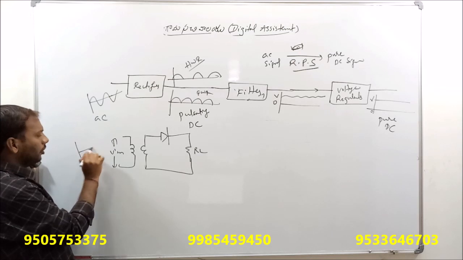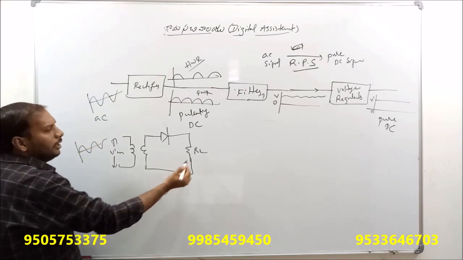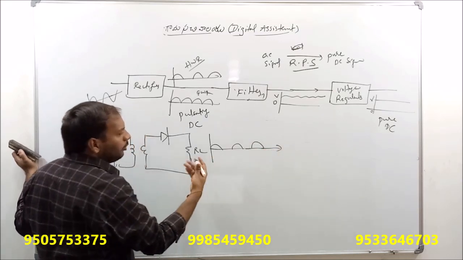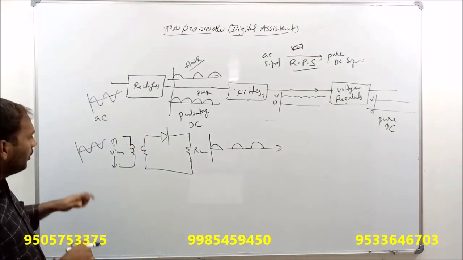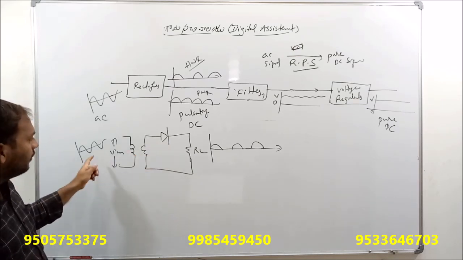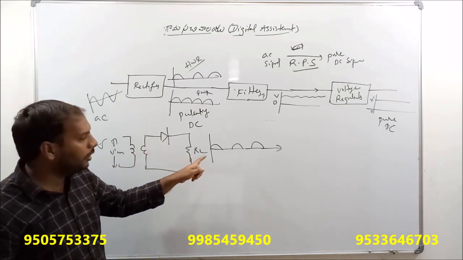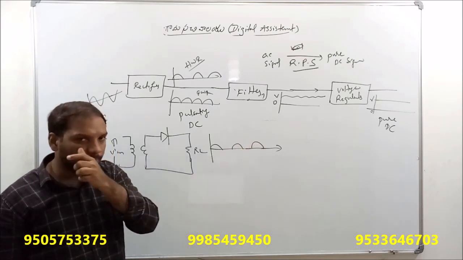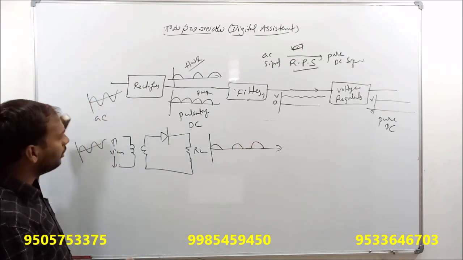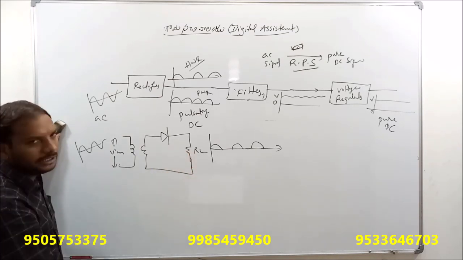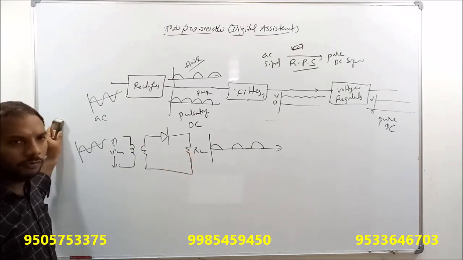For this, if you give an AC input, you will get only the positive peaks. Negative peaks will be clipped. Why? Because in the positive peaks this diode will be forward biased, whereas for the negative peaks it will be reverse biased. So only forward biased peaks will conduct, reverse biased peaks will become 0. That is the concept of conversion of AC to pulsating DC. So this is the half wave rectifier.